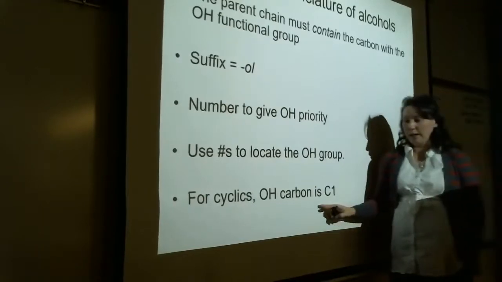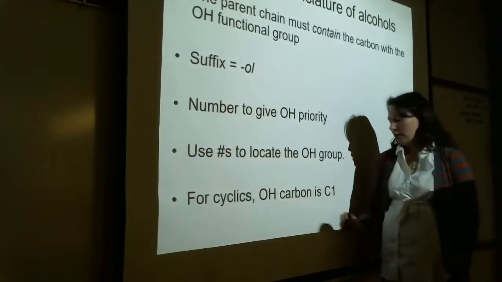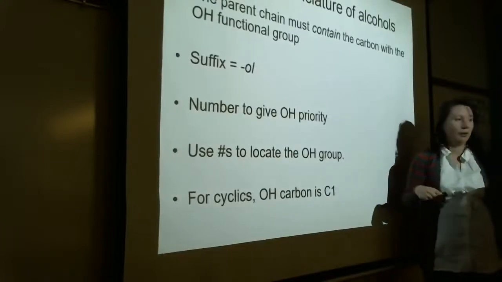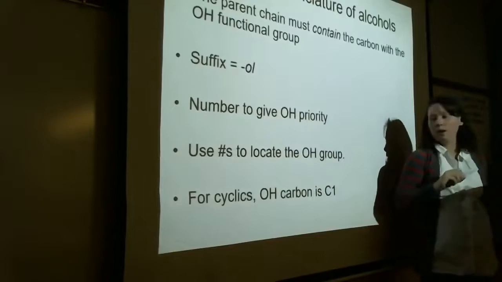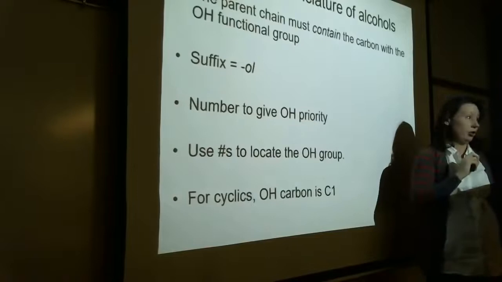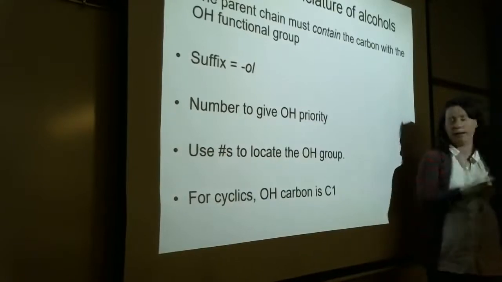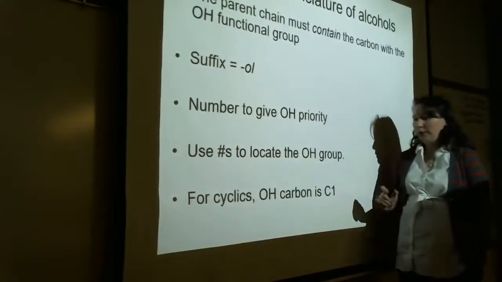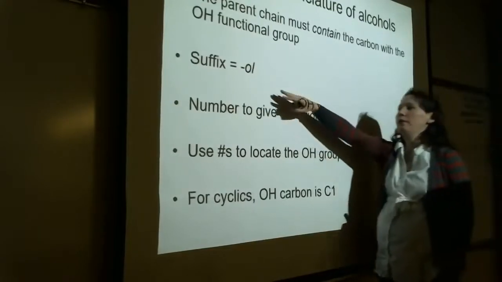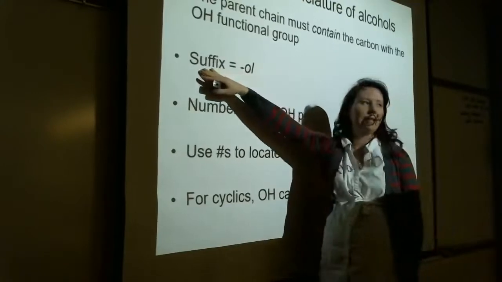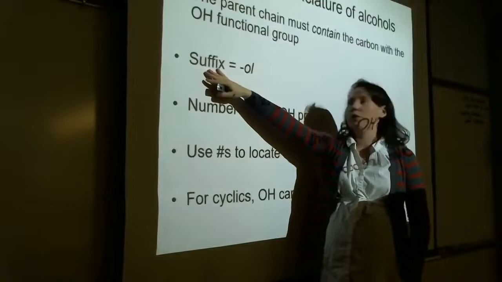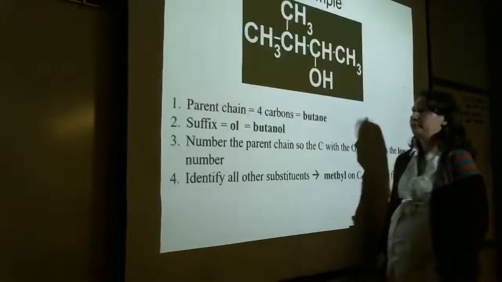If this is a cyclic molecule, the OH is carbon number 1. Now, because this is elementary organic, we're only going to name molecules with 1 functional group at a time. So I'm not going to worry about naming a molecule that contains both an amine and an OH. We're only going to deal with 1 functional group at a time in elementary organic, just FYI. One more thing: remember we talked about how with the alkenes, alkynes and amines, you could split the suffix. You can do the same thing with alcohols as well.